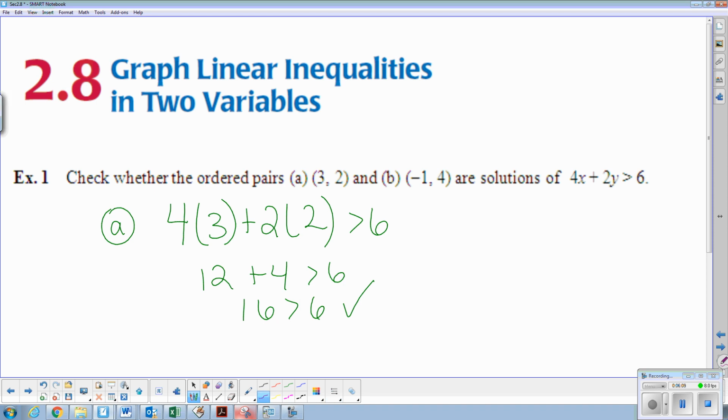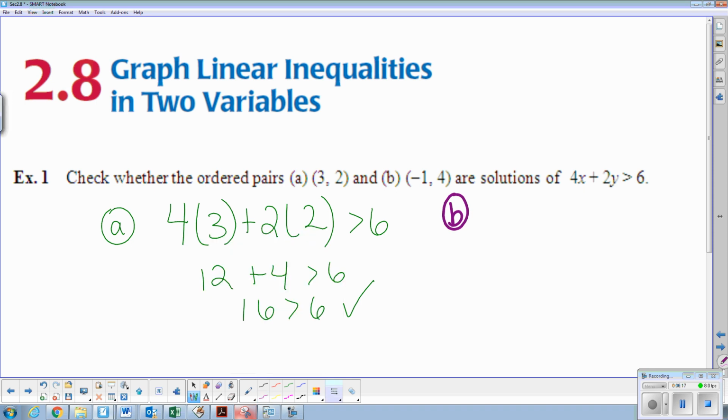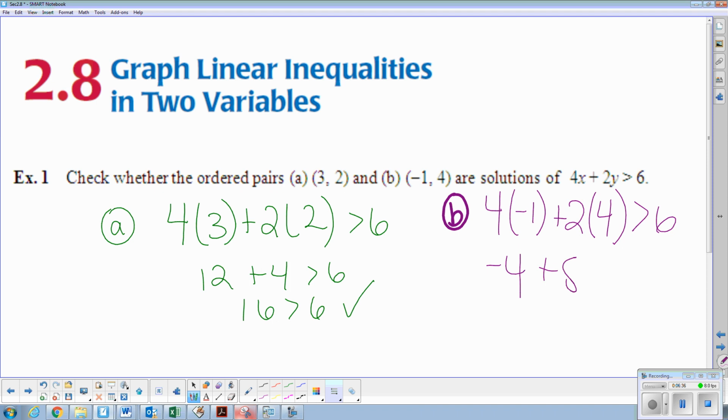16 is greater than 6. So yes, it is a solution. Now let's look at the second one. It says (-1, 4). Is this a solution? So let's substitute our values in. So 4 times our x value, which is -1, plus 2 times our y value, which is 4. Is that greater than 6? 4 times -1 is -4. 2 times 4 is 8. Is that greater than 6? -4 plus 8 is 4. 4 is not greater than 6.